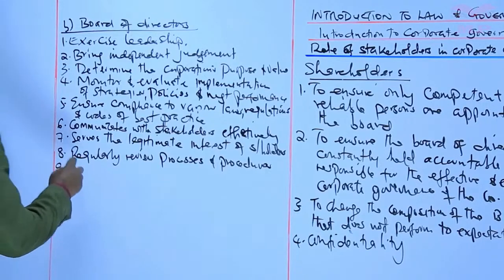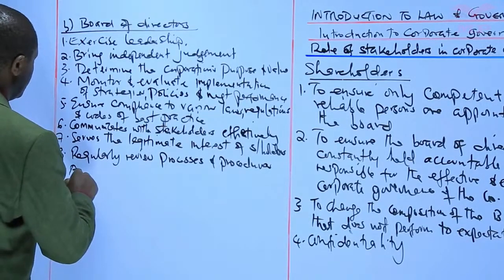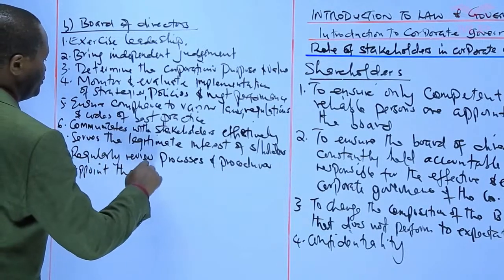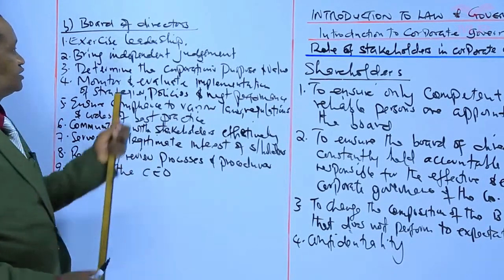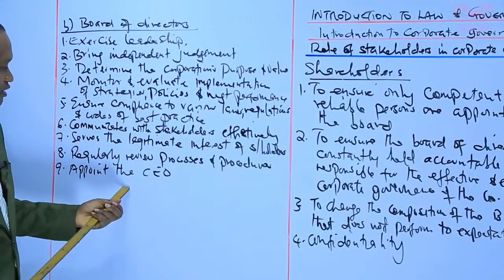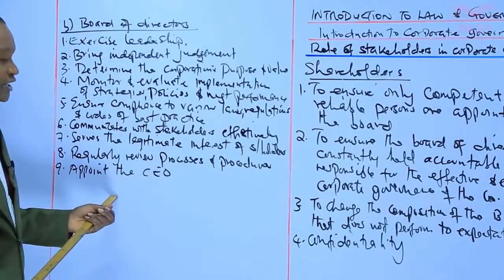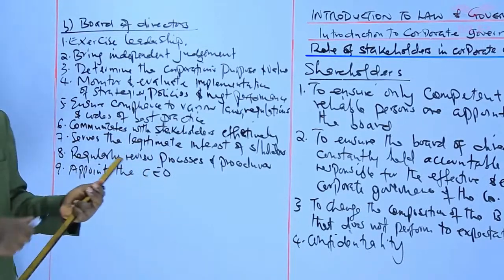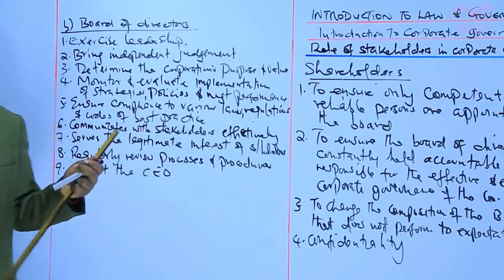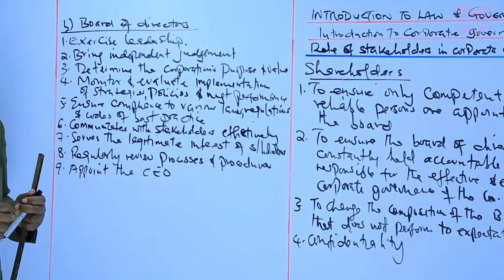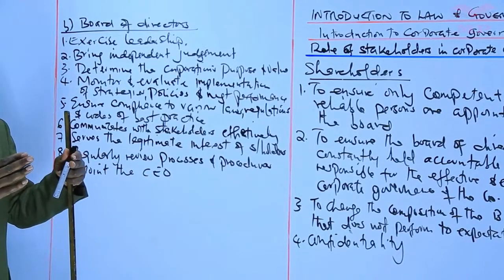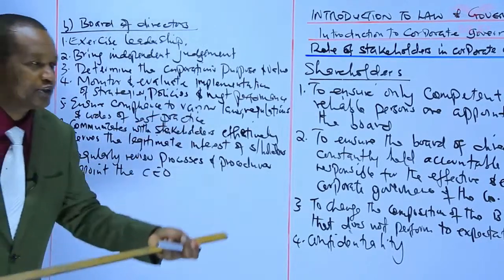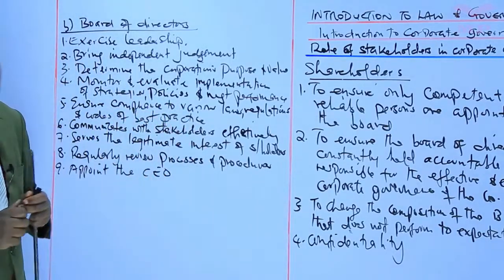Number 9, appoint the CEO, Chief Executive Officer. It is the role of the board of directors to do what? To appoint the Chief Executive Officer of the company. And they should at least also participate in the appointment of senior management to ensure the motivation and protection of intellectual capital intrinsic to the corporation.